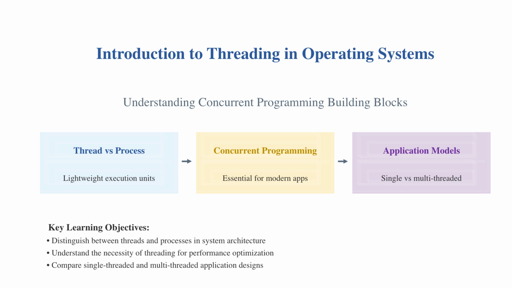This brings us to concurrent programming, the art of designing programs that can handle multiple tasks at the same time. In today's world of multi-core processors and complex applications, this isn't just a nice-to-have feature. It's absolutely essential for modern applications. Whether you're building a web server handling thousands of requests, a video game rendering graphics while processing user input, or a mobile app downloading data while maintaining a responsive interface, threading makes it all possible.